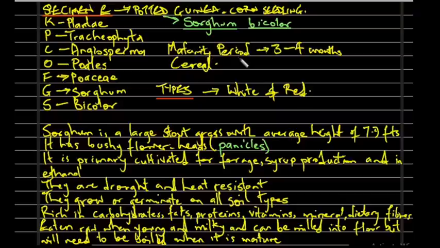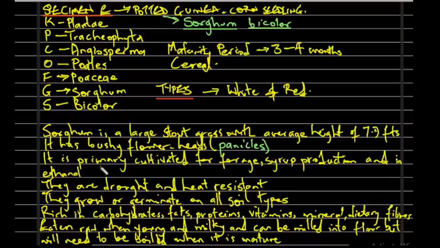Now maturity for this particular crop takes between 3 to 4 months. It is always seen as a cereal. Now sorghum is a large stout grass with an average height of 7 to 9 feet. Now it has bushy flower heads, and that flower head is what we refer to as the panicles. So I will show us a picture of what I'm talking about shortly. So we see the bushy flower heads.